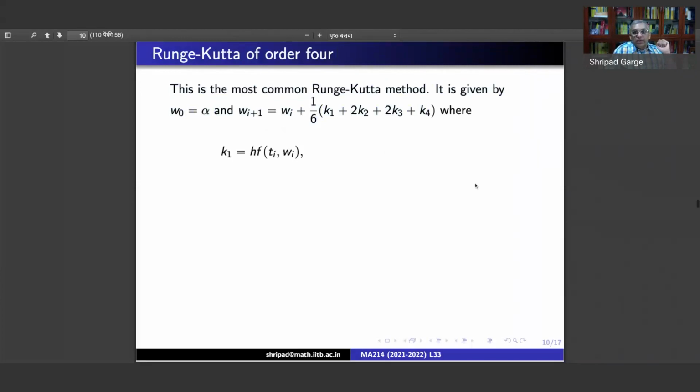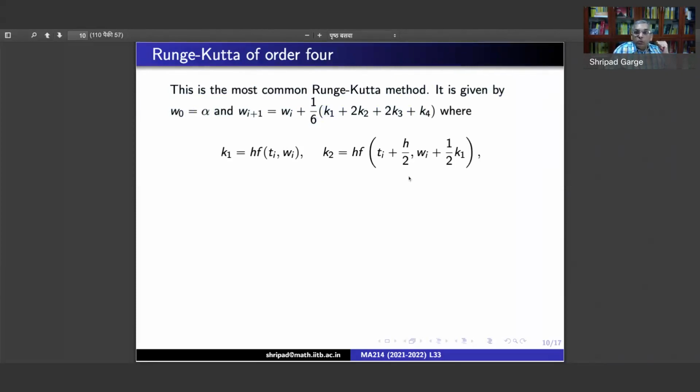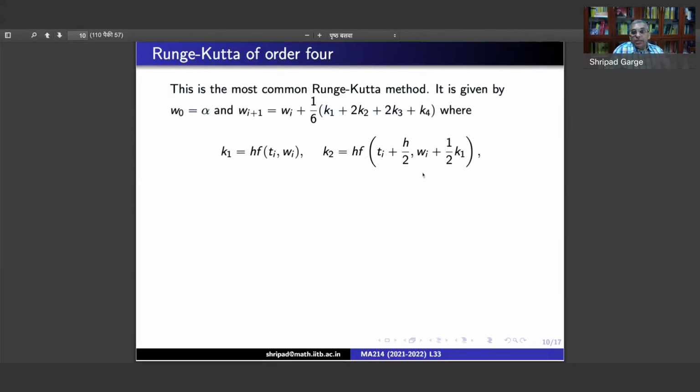This is what we are doing, where k1, the first one here, is the function h times f of t_i, w_i. k2 is h times f of t_i plus h by 2, and w_i plus 1 by 2 k1. So k1 already involves a function value. All right, so k2 is something which is f prime, because it is a nested evaluation of f within f.